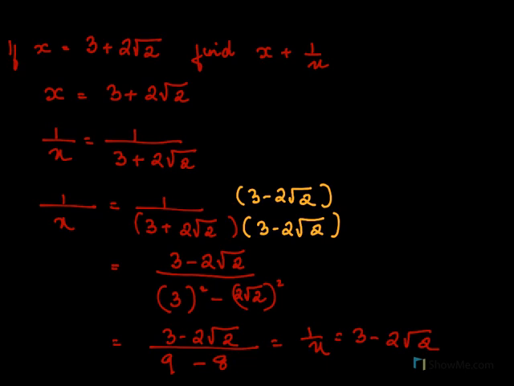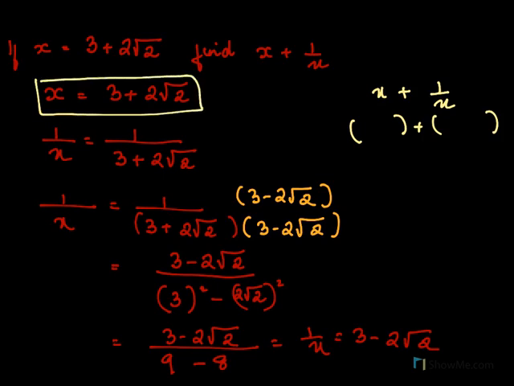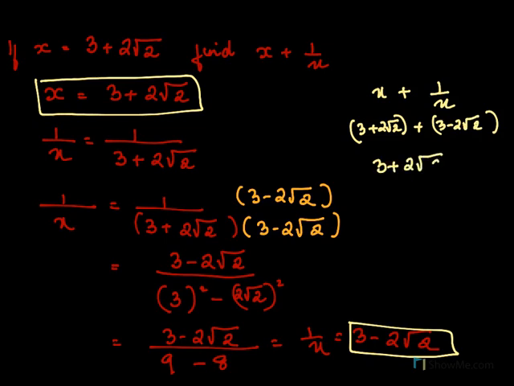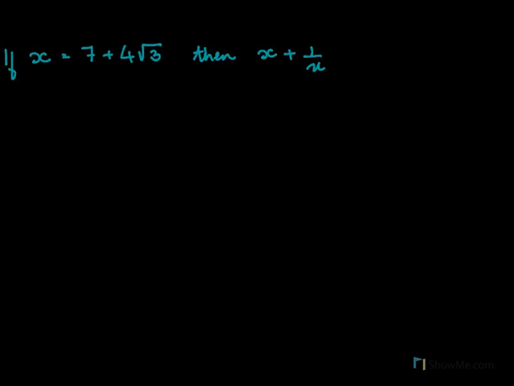Now in this sum, we need to find the value of x plus 1 by x. So I have x plus 1 by x. Now we saw our x is 3 plus 2 root 2. 1 by x we found is this. So we put 3 minus 2 root 2. You open your bracket, plus 3 minus 2 root 2. You cancel this out. 3 plus 3 and that is 6.